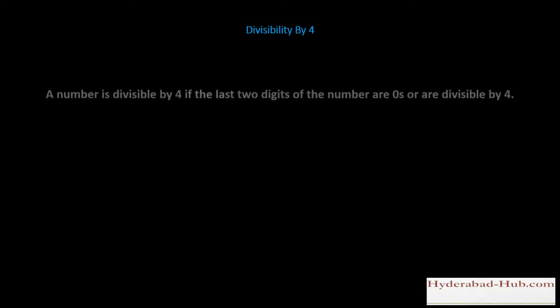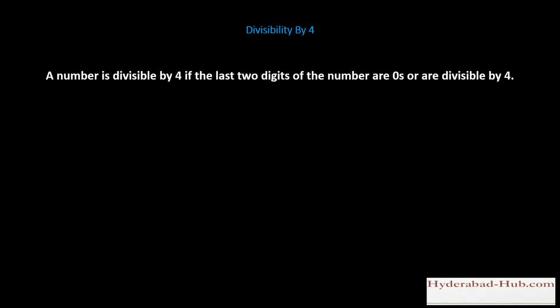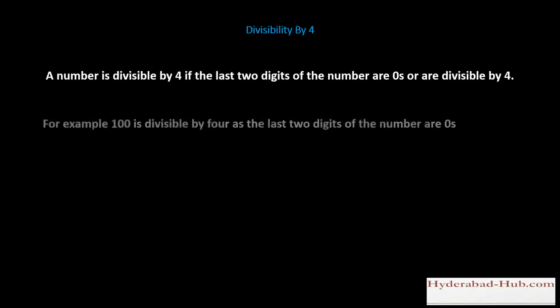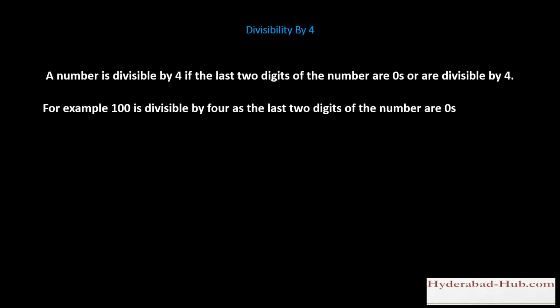How would you know whether a number is divisible by 4? A number is divisible by 4 if the last two digits of the number are zeros, or if the last two digits of the number are divisible by 4. For example, 100 is divisible by 4 as the last two digits of the number are zeros. 100 is divisible by 4.